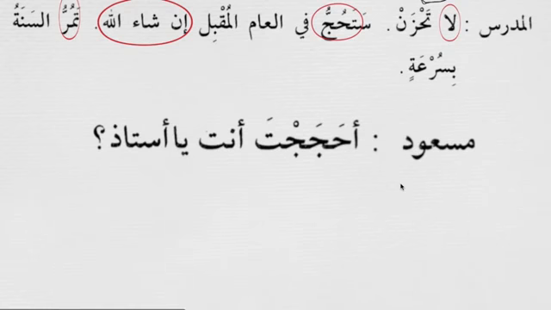So Masood asked the teacher now, Ahajajta anta ya ustad? Did you perform Hajj, ya ustad? So here anta is for emphasis. So hajajta itself is a fa'al, and the fa'il is taqdiruhu anta, in front of you, but this anta again is for emphasis when you're talking, when you're asking a person. So Ahajajta anta ya ustad? Did you perform Hajj?